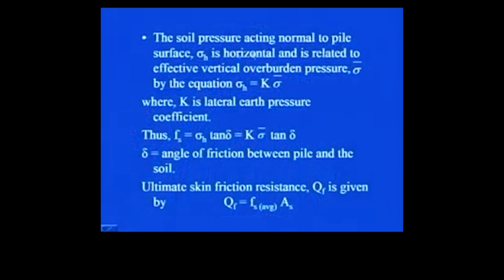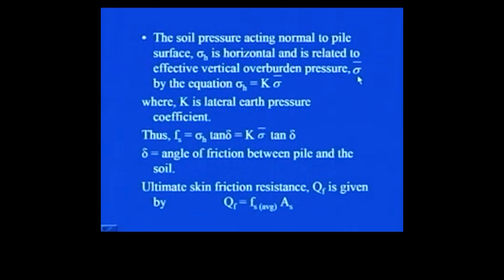Let us try to see how we can do that in mathematical form. The soil pressure acting normal to the pile surface, say sigma h, is horizontal because the pile surface is vertical. So, its normal will be horizontal, and it is related to the effective vertical overburden pressure sigma bar by the equation sigma h equal to k into sigma bar.